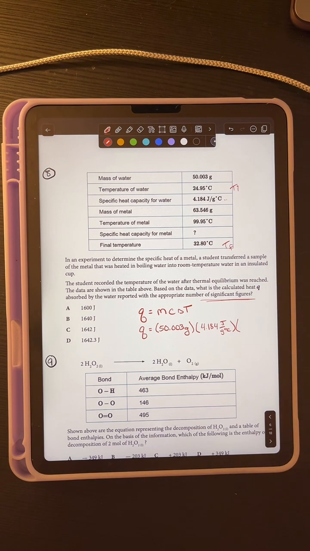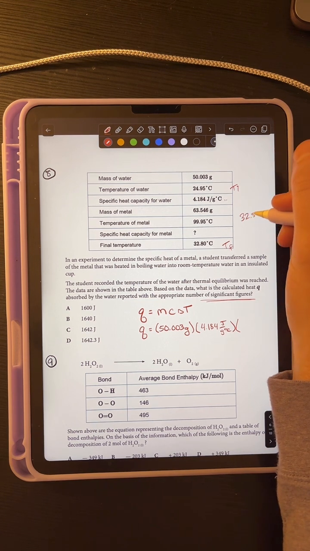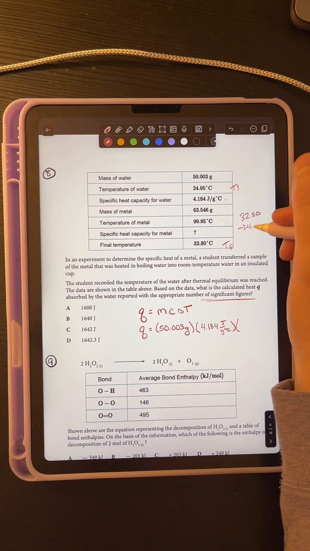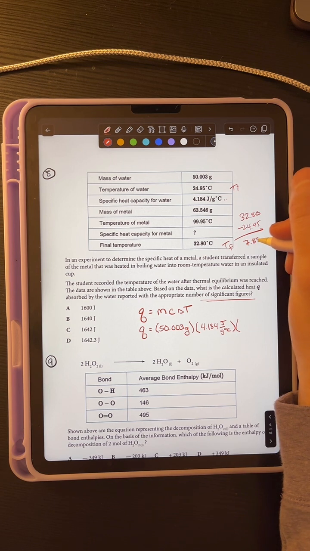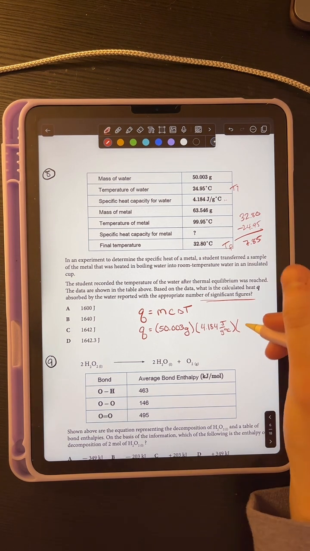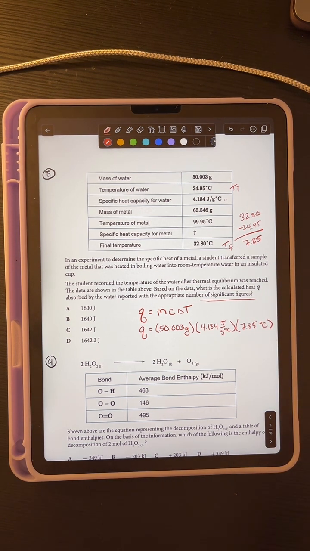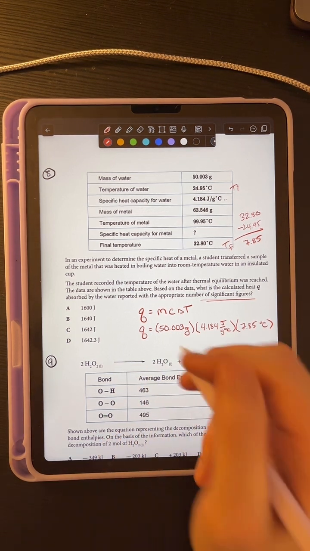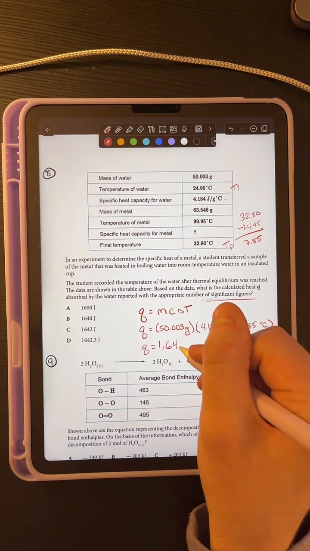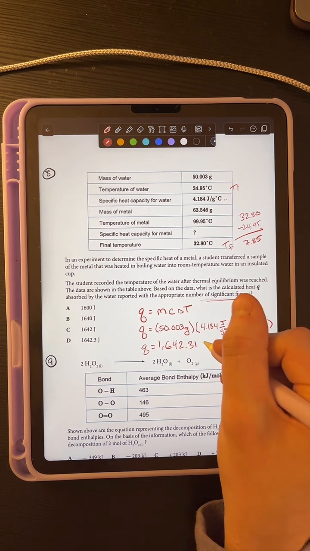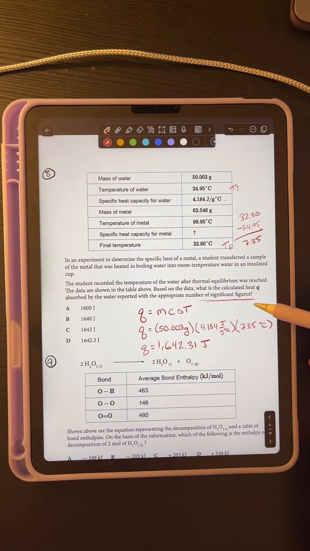Remember, our final temperature of our metal and our water come to thermal equilibrium. They're at the same temperature. So if we do 32.80 minus 24.95, we end up getting a value that is equal to 7.85. So we can go ahead and plug that value in, and that's in degrees Celsius. Now if we were to solve this out, we would get 1,642.31 joules.